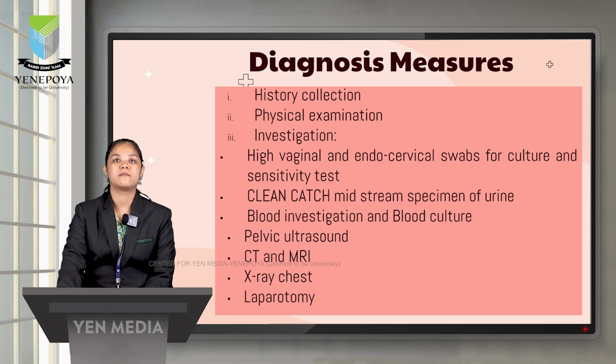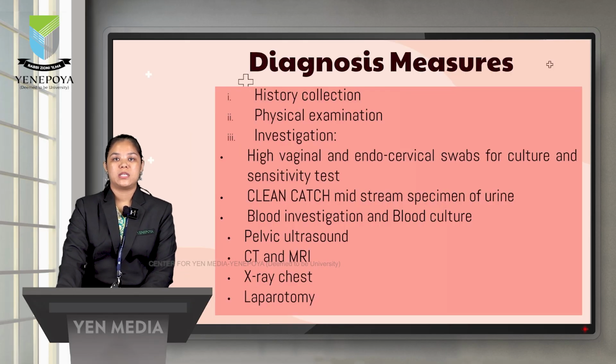Next, moving on to the physical examination, which includes general as well as systemic physical examination. Investigation: high vaginal and endocervical swab for culture and sensitivity test can be done, or clean catch midstream specimen of urine for the culture and sensitivity, blood investigation and blood culture. Other investigative measures include pelvic ultrasound, CT and MRI, chest X-ray and laparotomy.